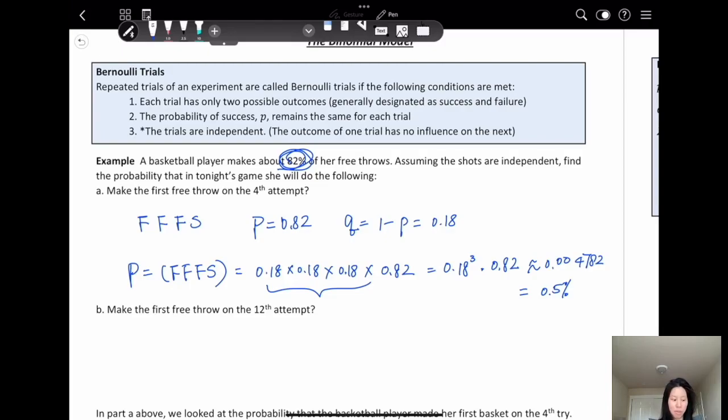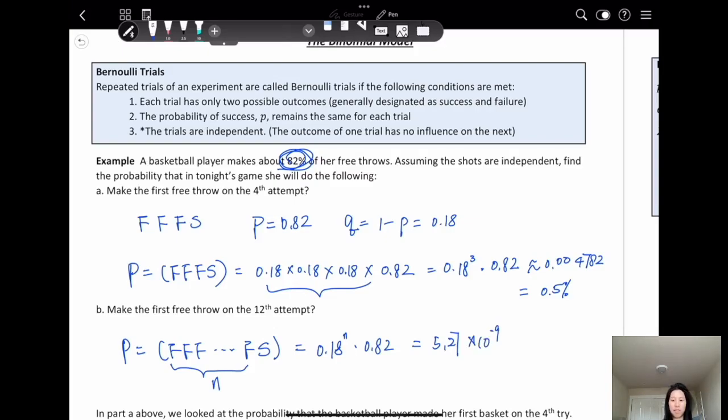So now let's look at part B. Woo, B is even further off, right? Make the first free throw on the 12th attempt. That means she's going to fail 11 times until she makes it on the 12th attempt. So we have the failure rate to the 11th power times the success rate. If you use a calculator, we have 4.27 times 10 to the minus 9.